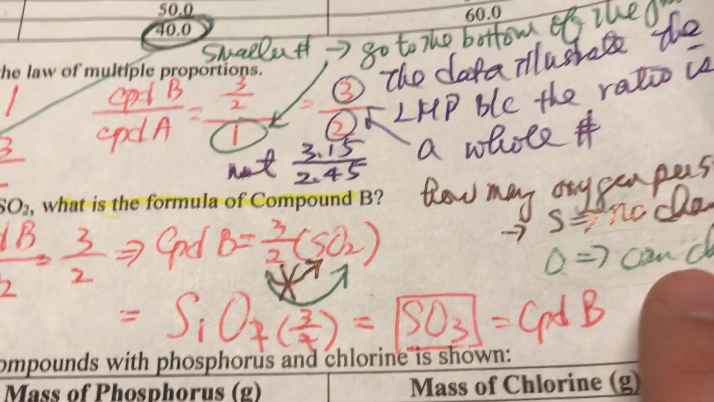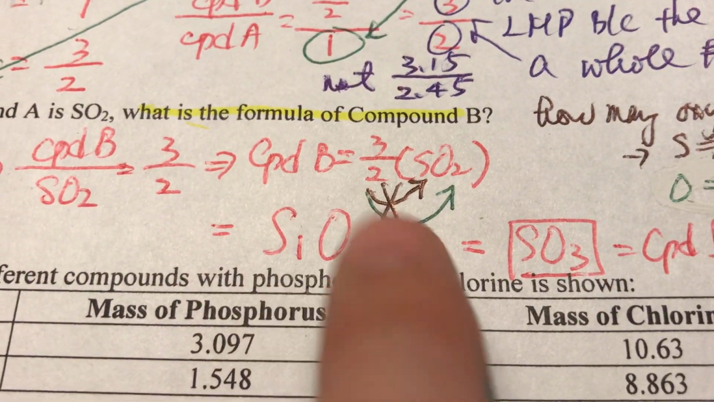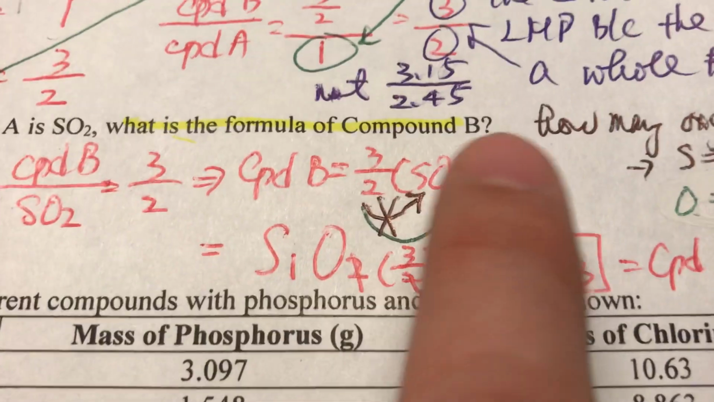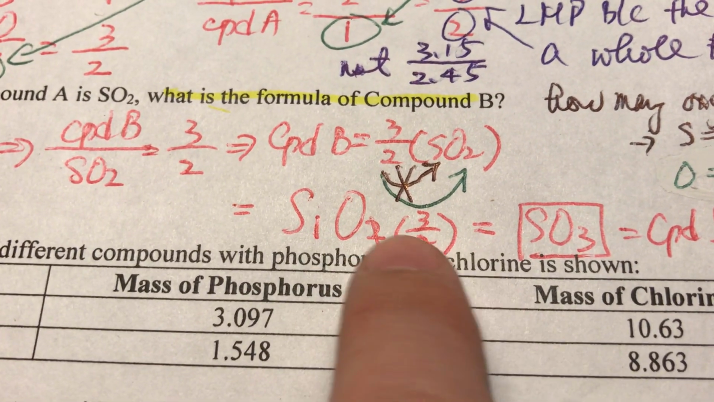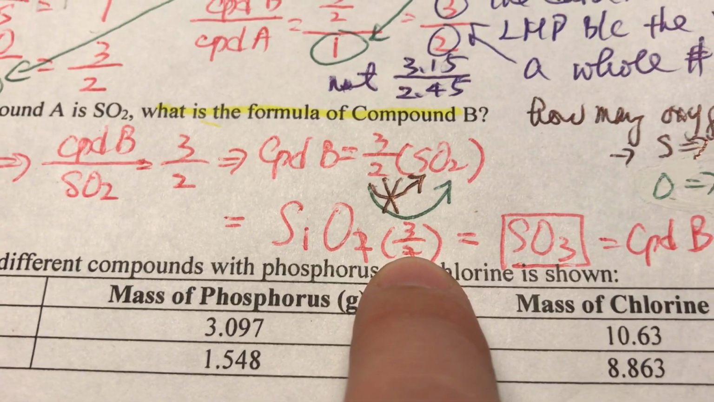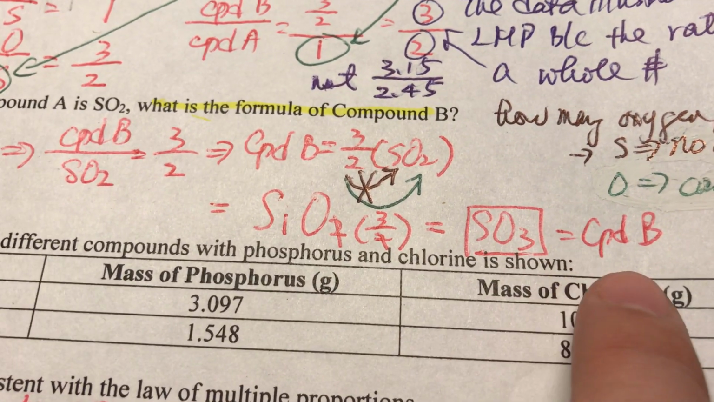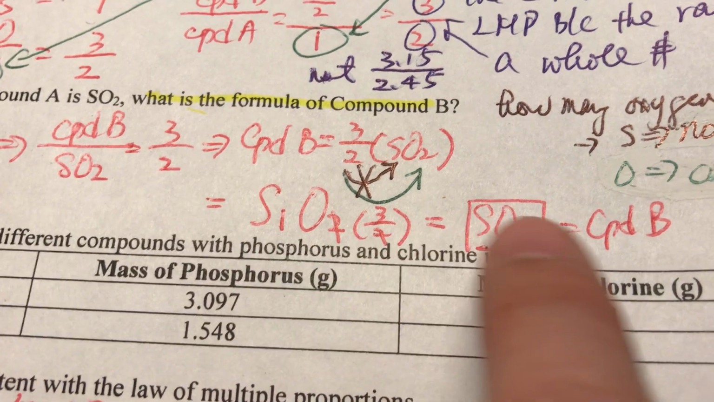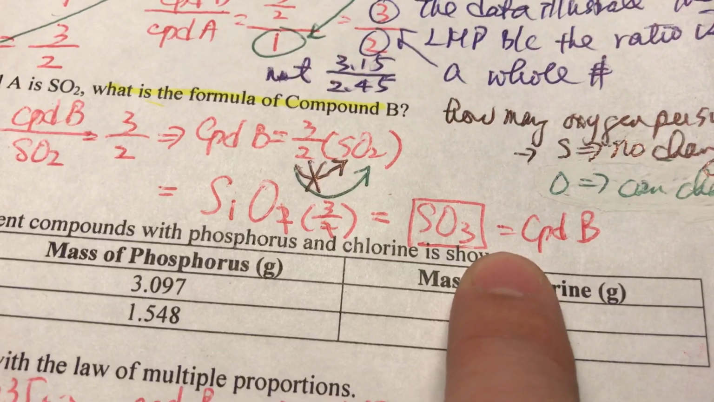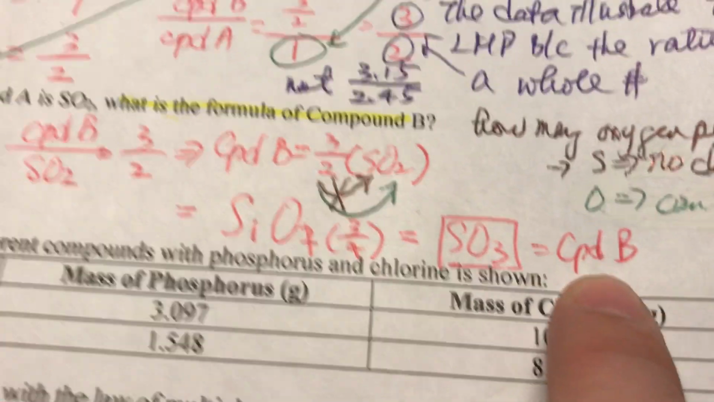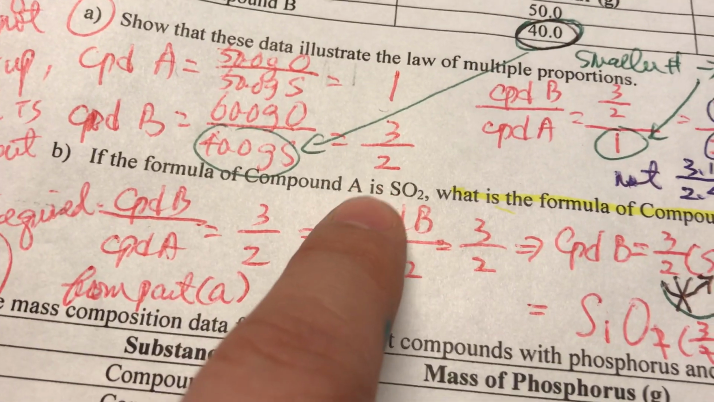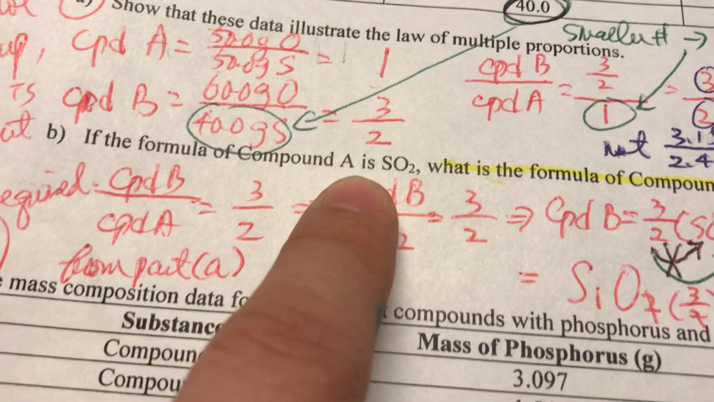But oxygen I can change. So 3/2 I will multiply to the O2. So O2 times 3/2. Now 2 and 2 I can cancel. So finally, my compound B formula will be SO3. So what does that mean? I get 3 oxygen per sulfur for compound B. I got 2 oxygen per sulfur for compound A.